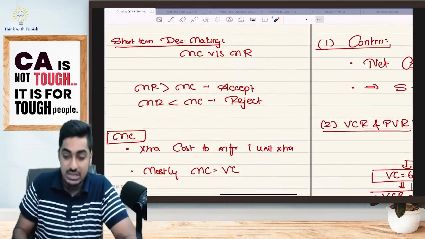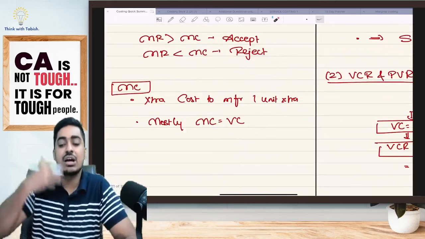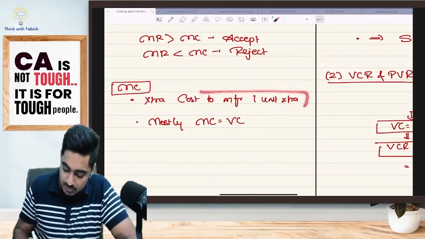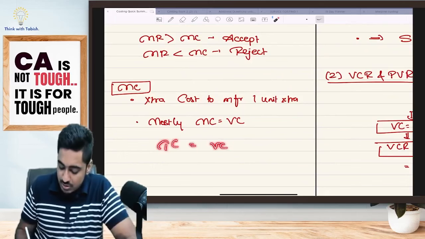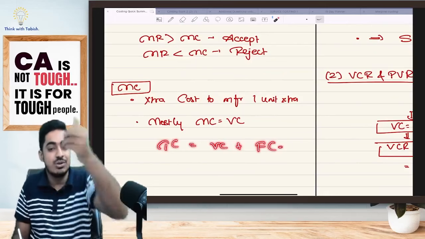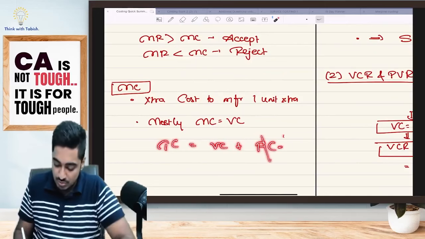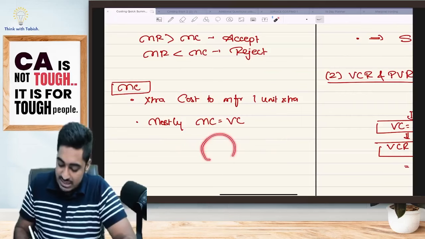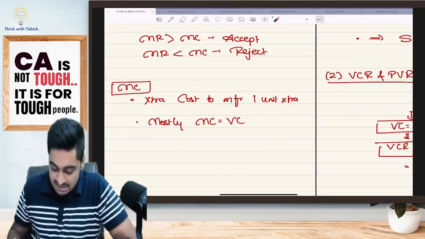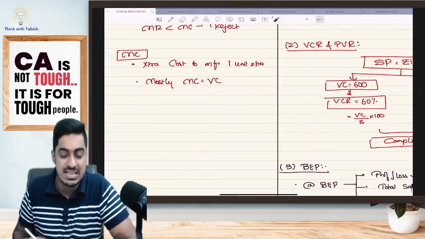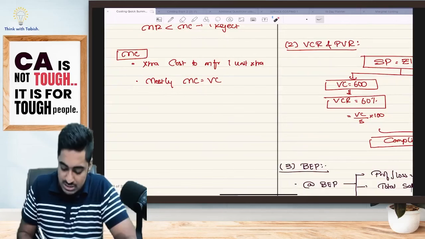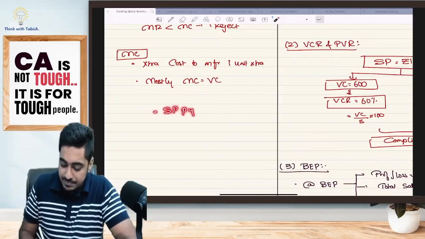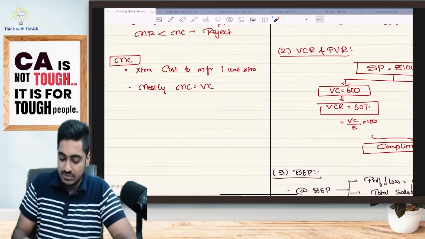Now, what is marginal cost? It is the extra cost to manufacture 1 unit of extra output. My total cost includes variable cost as well as fixed cost. To manufacture 1 unit extra, do I need to incur extra fixed cost? No. That means 99% of the times, marginal cost is nothing but my variable cost. Then we discussed the basic assumptions of marginal costing unless otherwise specified. If nothing is given in the question, I'll always assume that selling price per unit, variable cost per unit, as well as total fixed cost are constant.